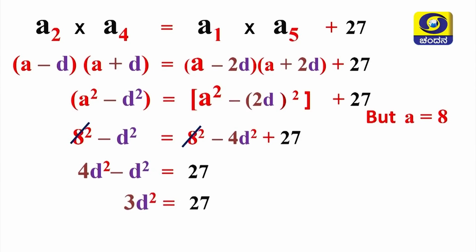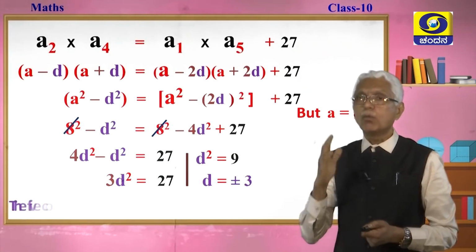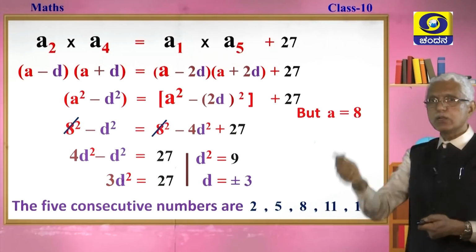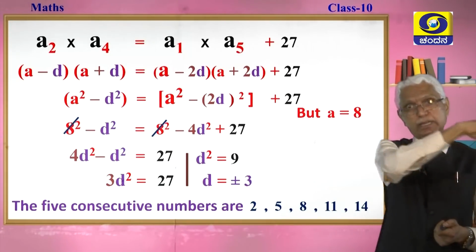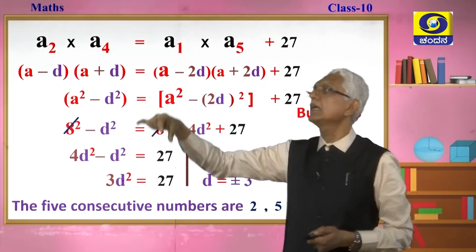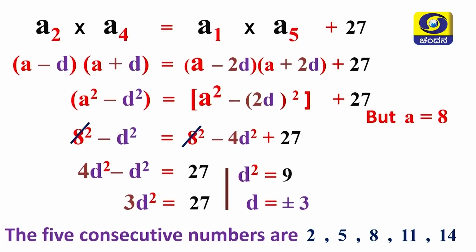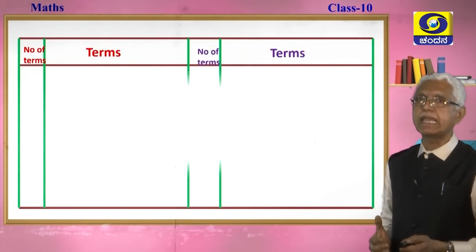That is good. And it is 3d square is equal to 27, so d square is equal to 27 divided by 3. 3 9s are 27, d square is 9, correct? So, d is square root of 9, which is plus or minus 3. So, you have been able to find out the value of a and also the value of d. Now, what are you supposed to find out? You are supposed to find out the 5 consecutive terms. When you go back and substitute in a minus 2d, a minus d, a, a plus d, a plus 2d, you will get 2, 5, 8, 11 and 14. Thus, these are the 5 required terms of the AP.